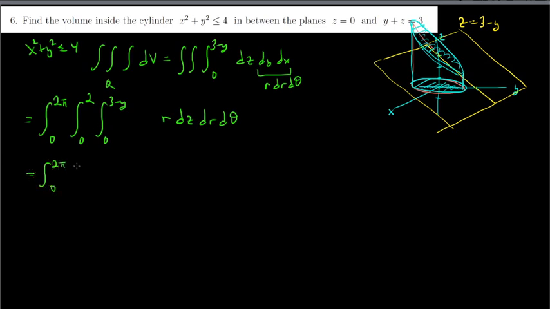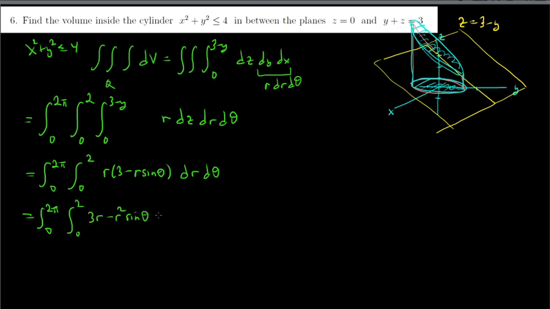Okay. So to do the first integral, you're just integrating 1 dz, so that's z. Right? Evaluated between 0 and 3 minus y, so we get r times 3 minus y, but y is r sine theta, and then minus 0, right? So dr d theta. So when you multiply that out, you just get 3r minus r squared sine of theta.